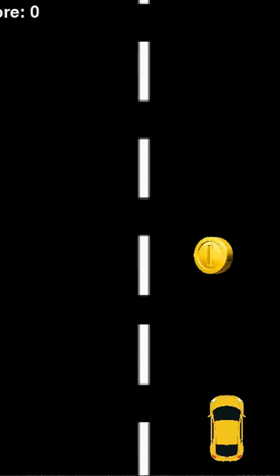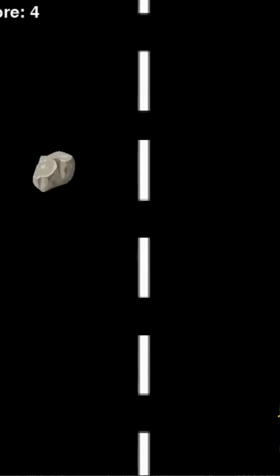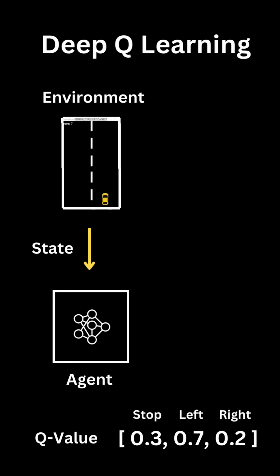This game is played by an AI. Specifically, it uses a technique in reinforcement learning called deep Q learning, where the agent is given a state of the environment to explore. In our case, it's the car game. Then, as the agent explores, it gives a Q value for each action, which is a kind of vector that represents the most probable action.